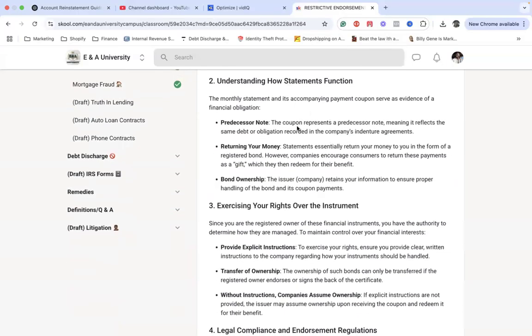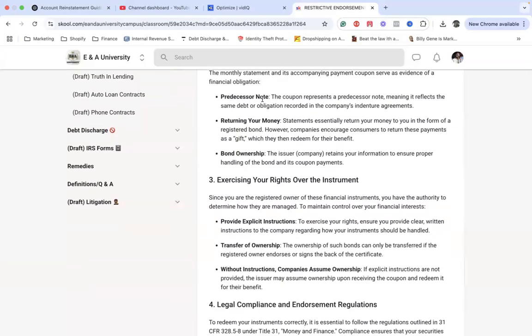But understanding how these function, right? So a monthly statement with its accompanying coupon serves as evidence of a financial obligation, right? The coupon represents a predecessor note, meaning it reflects the same debt or obligation recorded in the company's indenture agreement, right? So in the indenture agreement, there are basically instructions on how this stuff should be handled and who's responsible for doing what, right?